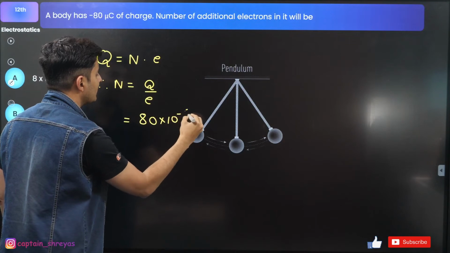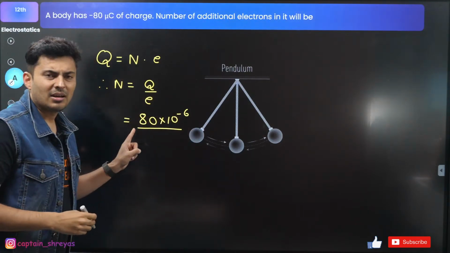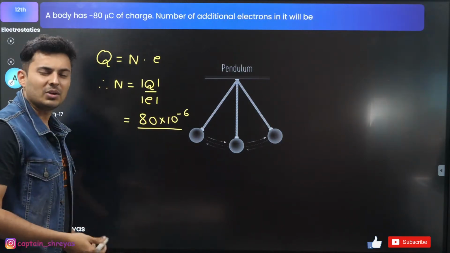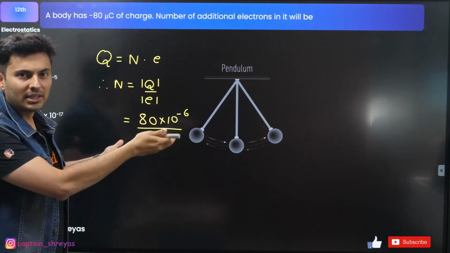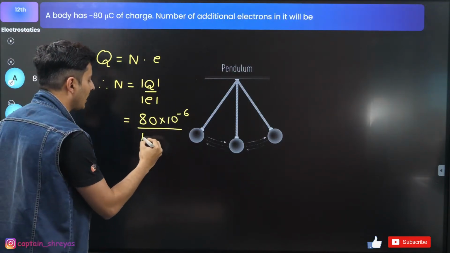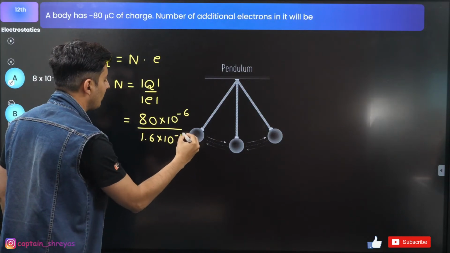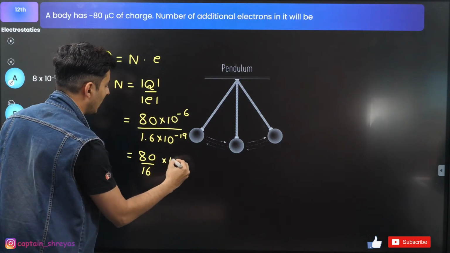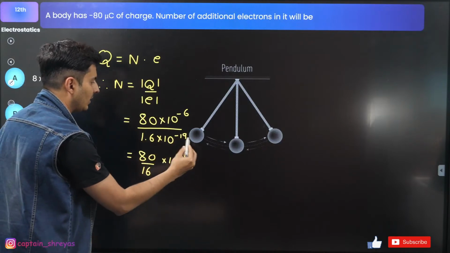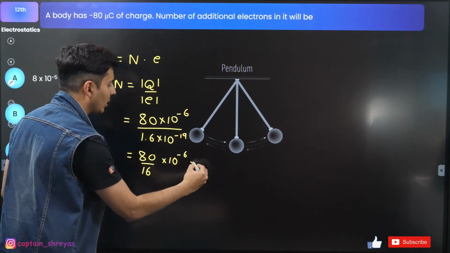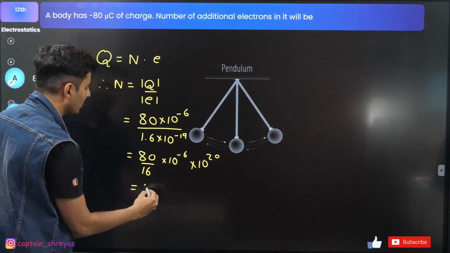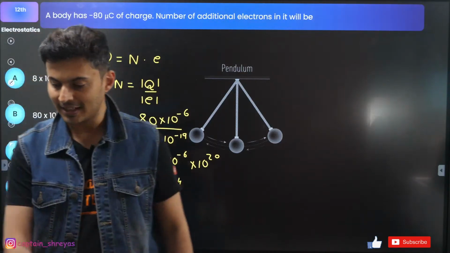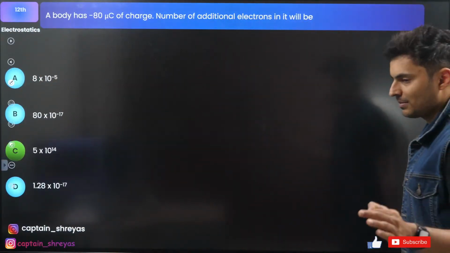Micro is 10 to the power minus 6. And e value, I might be asked, sir, why are you not putting minus sign? See, I'm only interested in the magnitudes. I know it is going to be electrons only. So I'm counting the number of electrons itself. Each electron has a charge of 1.6 into 10 to the power minus 19. So if you want, you can write this as 80 divided by 16, and you will have 10 to the power minus 6. This can be written down as 10 to the power minus 20. Bring it on the top, it will become 10 to the power plus 20. We know this is just going to be 5, and this is going to be 10 to the power 14. That's the answer, guys. That's the answer, option C for Captain Shreyas.